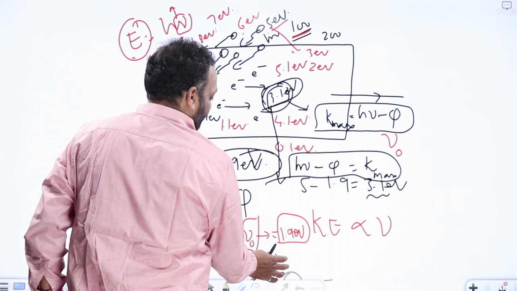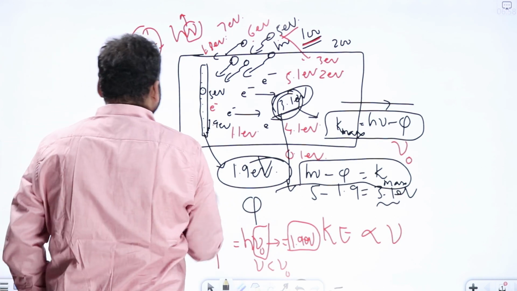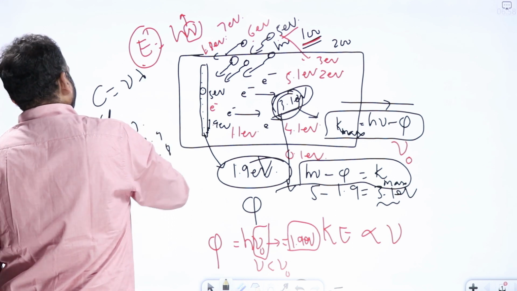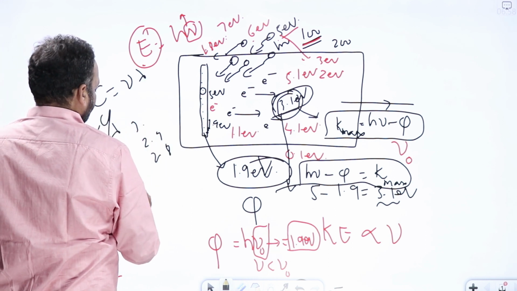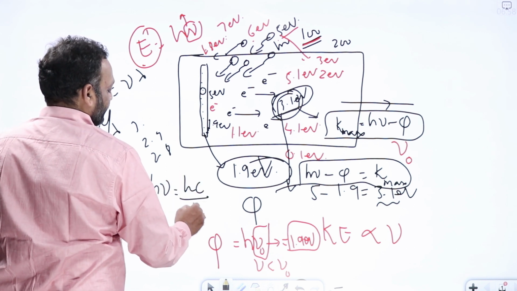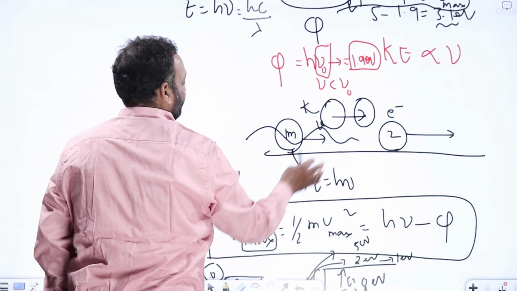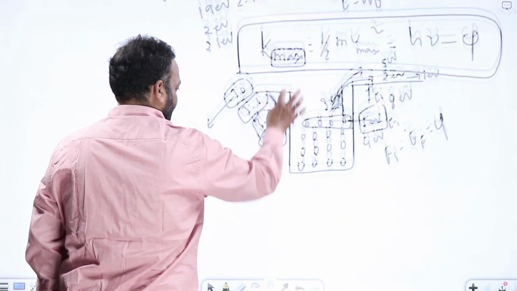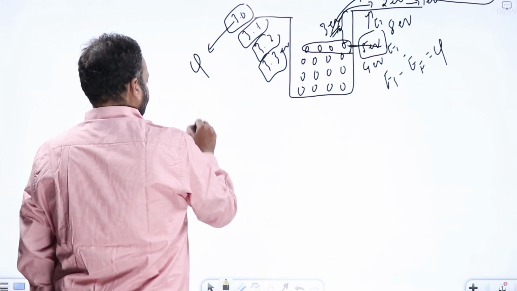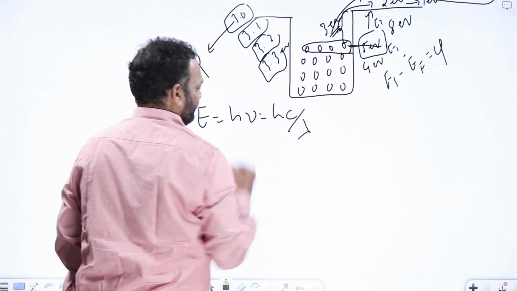Now we can have different forms also. C equal to nu lambda, so nu equal to c by lambda we can write. So the energy of each photon, E equal to h nu, and nu equal to c by lambda also we can write. So the photoelectric equation will take different forms like this. The energy of each photon E equal to h nu equal to hc by lambda.